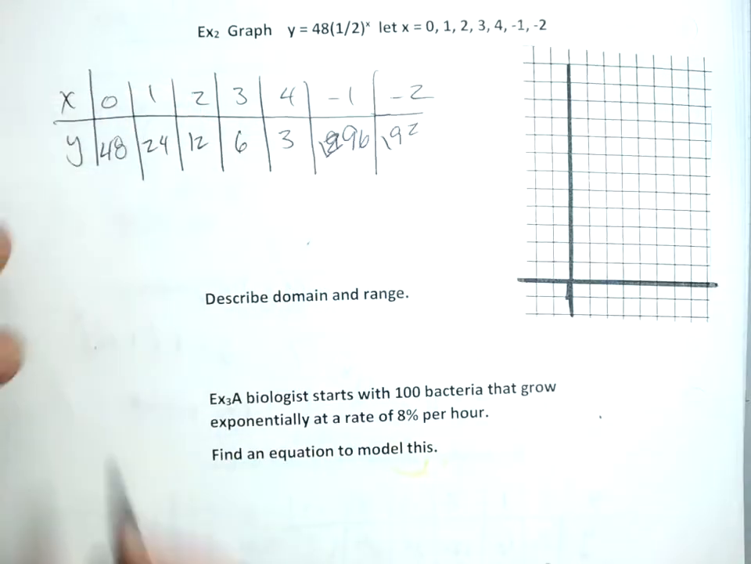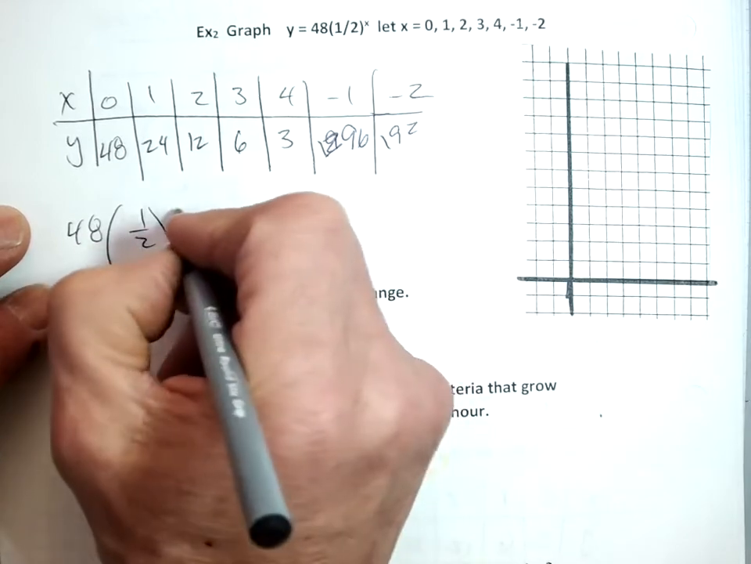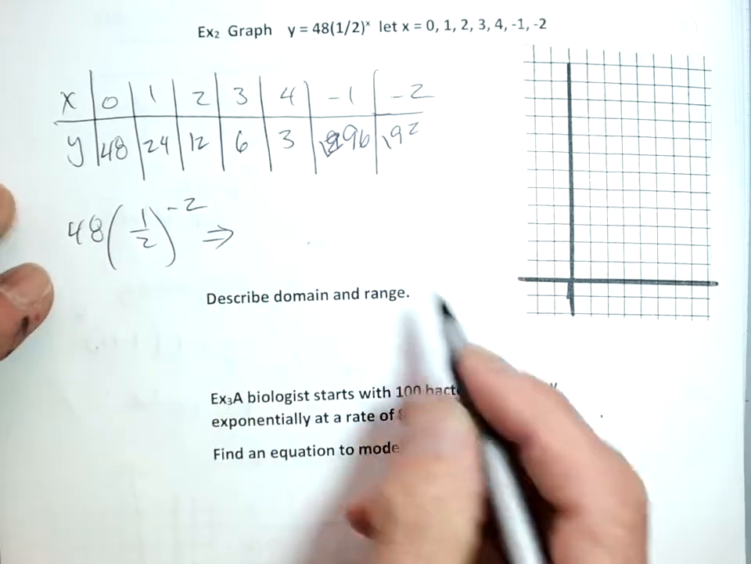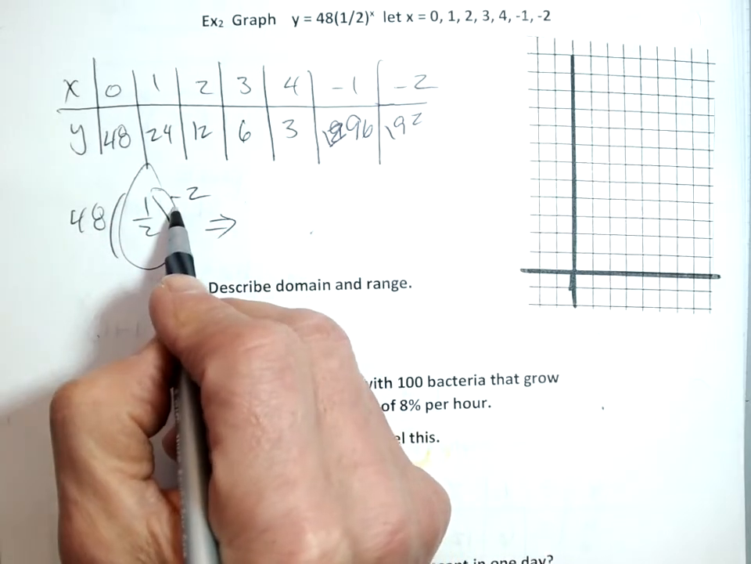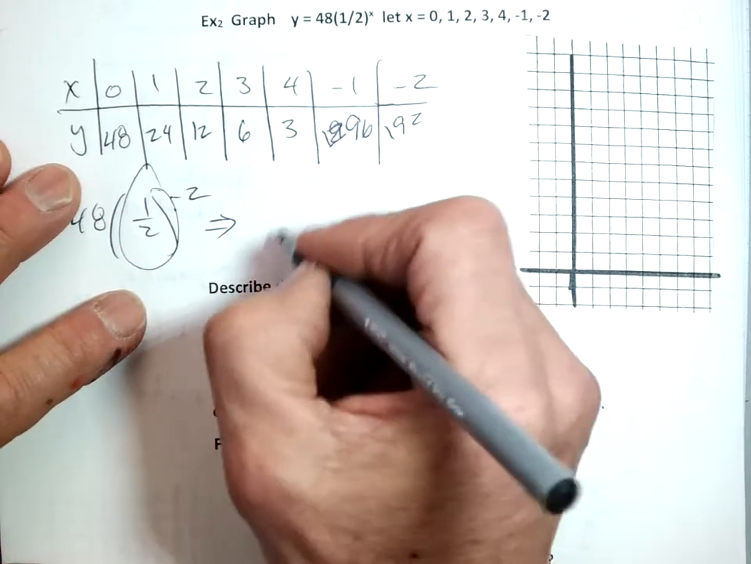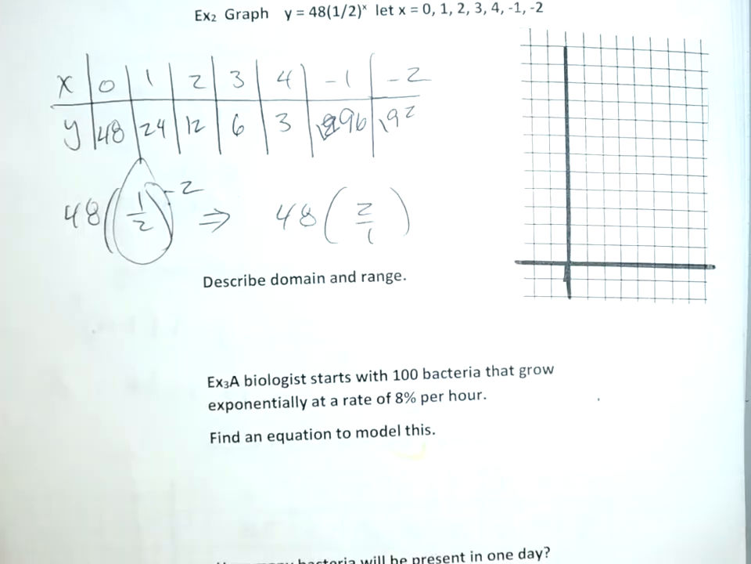Let's take the -2. If I go 48 and I go 1/2 to the -2 power, watch. We know negative exponents, don't we? Flip it. Remember how I flip it because it's negative? Remember how we did that? So I got a 48. If I flip it, times 2 over 1, you get 96, right?